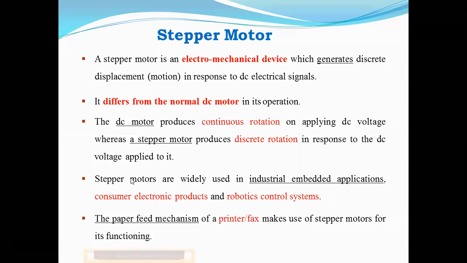You can even see stepper motors used in a printer or a fax machine. For what purpose? When you put a paper inside the printer, what happens? It takes the paper inside, and then it has to rotate it as it goes on printing. Inside there is a stepper motor which goes on rotating that paper, and then it starts printing. So this stepper motor is also an actuator which is used in the embedded system.